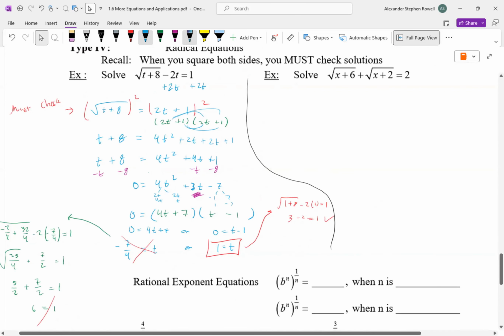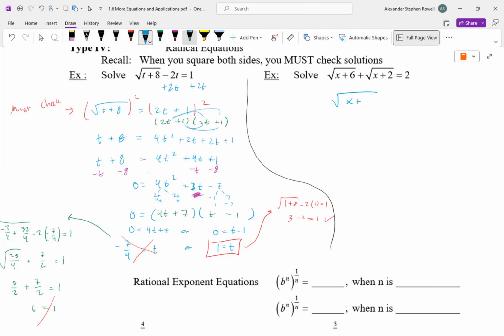All right, what's this monster problem on the right? I have 2 radicals. And the key here is I can only get rid of one at a time. Squaring it does not get rid of both. So which one do you want to get rid of? Square root of x plus 6 or square root of x plus 2? Sure, it doesn't matter, but how do I get rid of it?